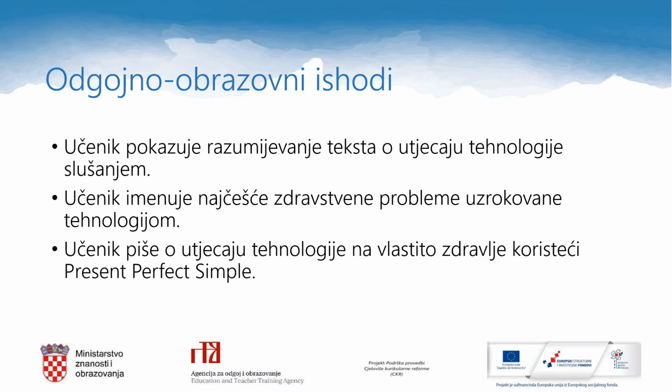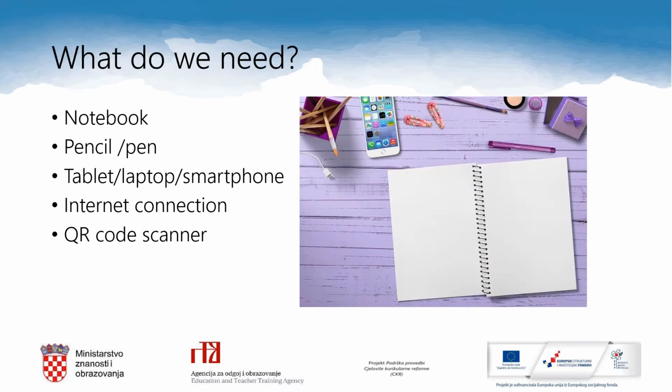You will name some common health problems caused by technology and write about the influence of technology on your health using present perfect simple. For the lesson, you need a notebook, a pencil or a pen, tablet, laptop or smartphone with internet connection, and a QR code scanner if you have one.